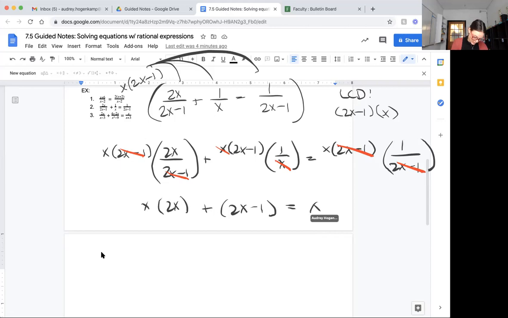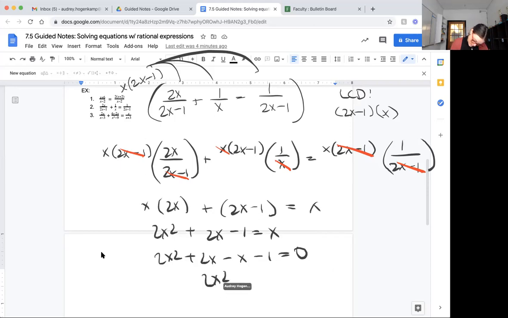Okay, and so now we're going to have 2x squared plus 2x minus 1 equals x. We're going to subtract that x to the other side. 2x squared plus 2x minus x minus 1 equals 0. 2x squared plus x minus 1 equals 0. And if you're seeing this, then hopefully the alarm is going off in your head that we need to solve this by factoring, right? The x method, we have 2x squared, we have a trinomial, we're solving for x, so equal to 0, factor and solve.